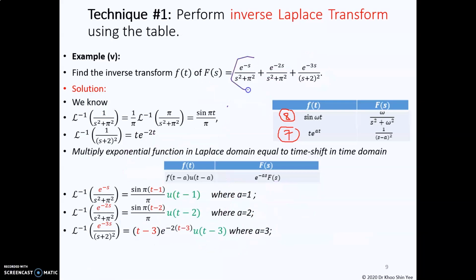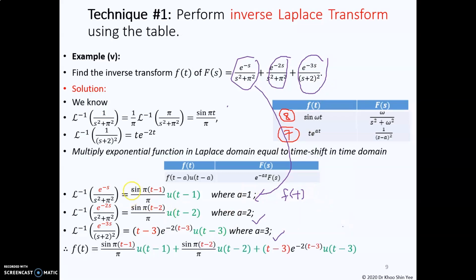So for the first term, you get the f(t) equal to this. So this is the answer for the second term. And this is the answer for the third term. And the total f(t) will be just the summation of these three answers. And you should write it in this final answer.